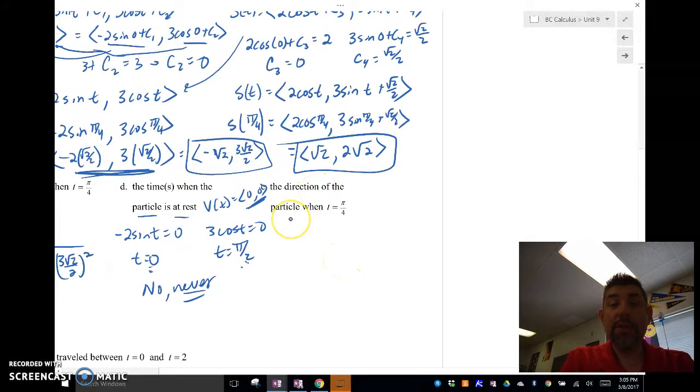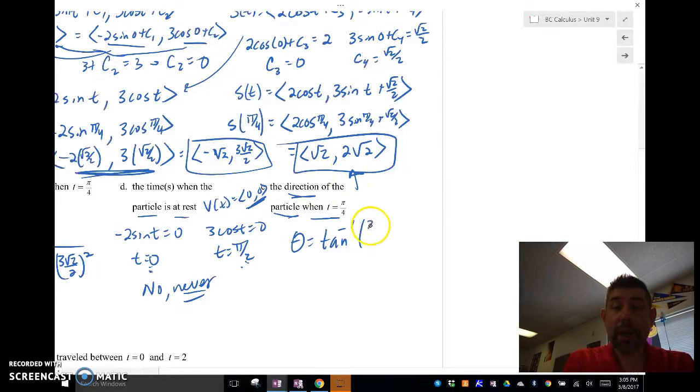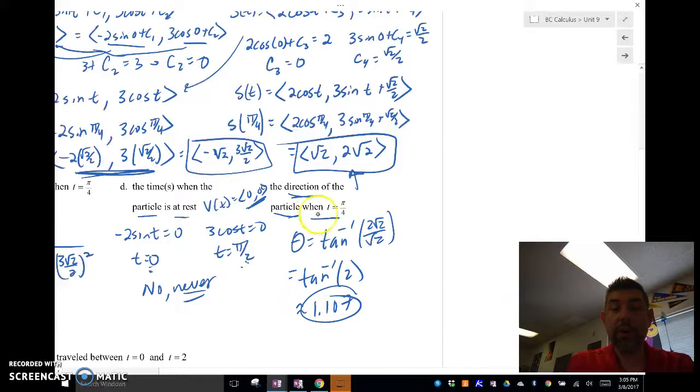The direction of the particle when t equals pi over 4 is going to be theta equals inverse tangent of y over x. So the inverse tangent of 2 is going to be 1.107. This is the particle's position at pi over 4, so I'm using the position vector to find this direction.